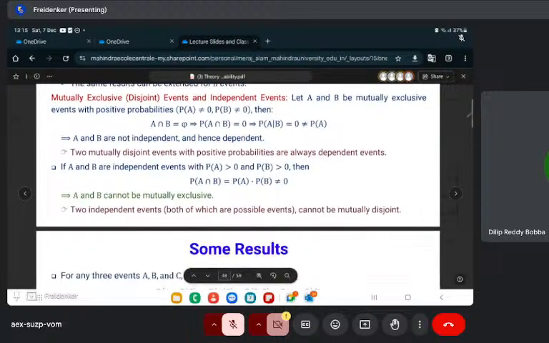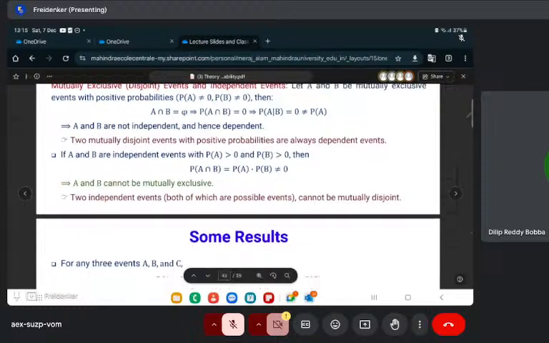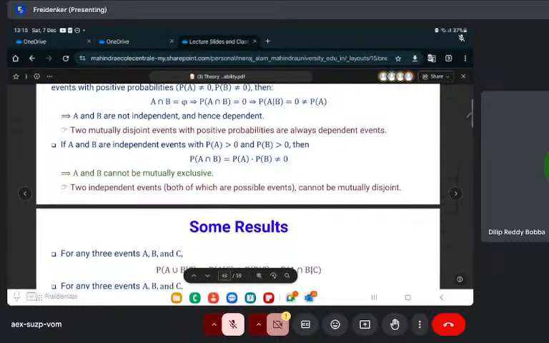And the other way is also true. If you start with independent events, you will be able to show that the properties of mutually exclusive events are not being satisfied. For example, probability of A intersection B, if they're mutually exclusive, has to be zero. But here it's never zero. It's always non-zero. So independent events are never mutually exclusive. It means if two events are independent, their intersection will always be non-zero. So it's an interesting observation.